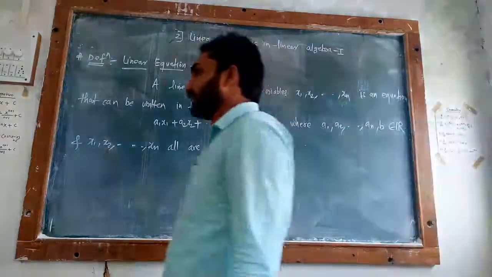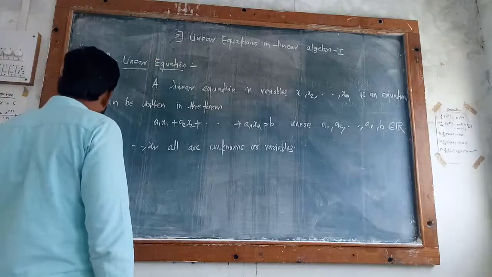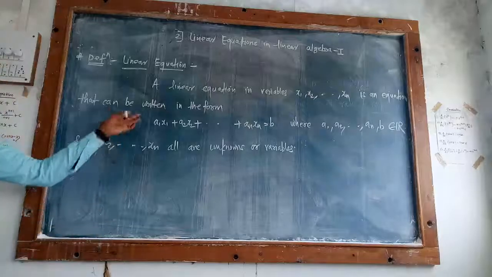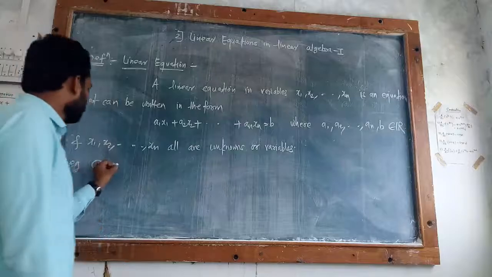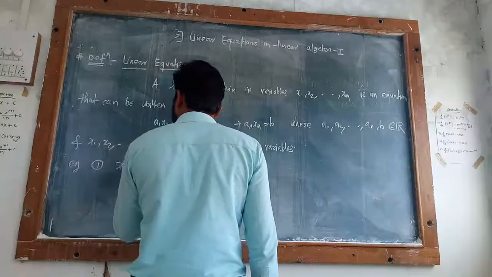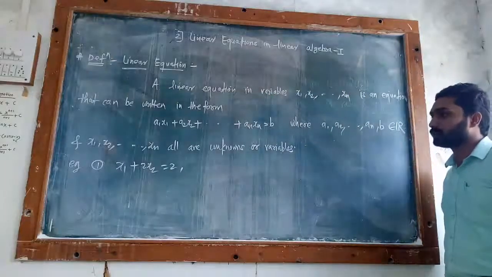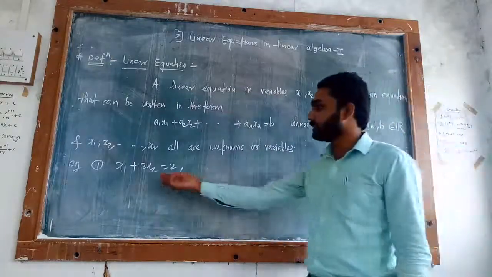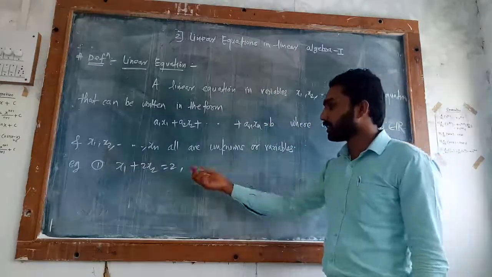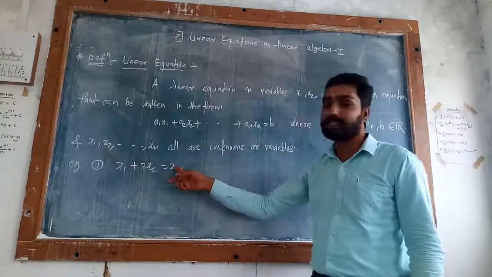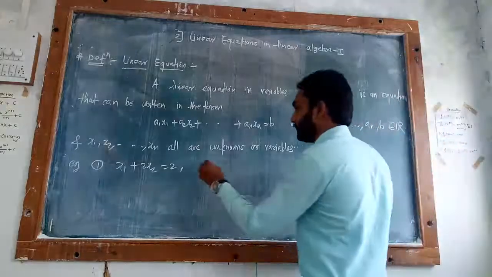Let us start with examples. What do we mean by a linear equation? First example: x1 plus 2x2 equal to 2. This is a linear equation in variables x1 and x2, where the coefficients of x1 and x2 are 1 and 2, and the right hand side is also 2. All these are real numbers. This is your first example.